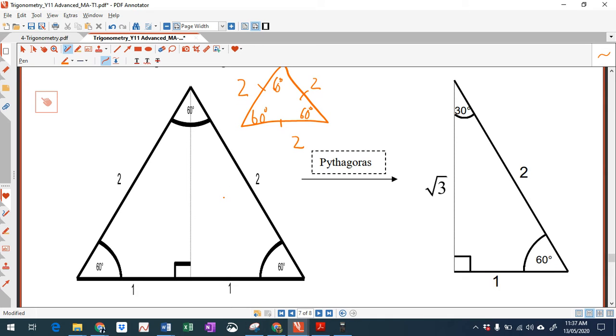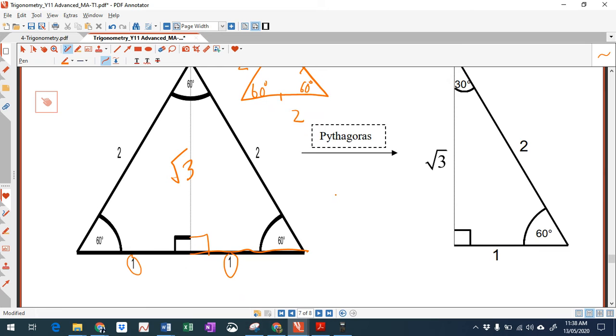So now, if they're 2, 2, and 2, and we draw a line right down the middle of the triangle, that means we have this to be 1 and this to be 1 as well. So 1 is half the length of the base. And if you look at the triangle over here, how do we get that root 3? Well, because this is a right angle here, we can use Pythagoras to work this out to be root 3.